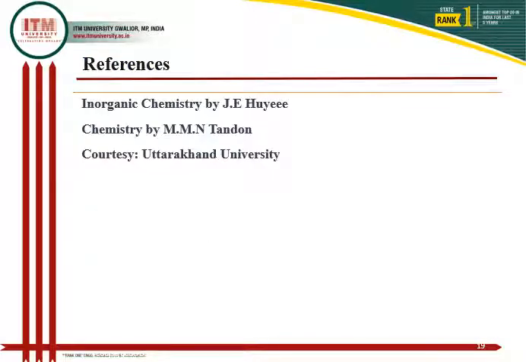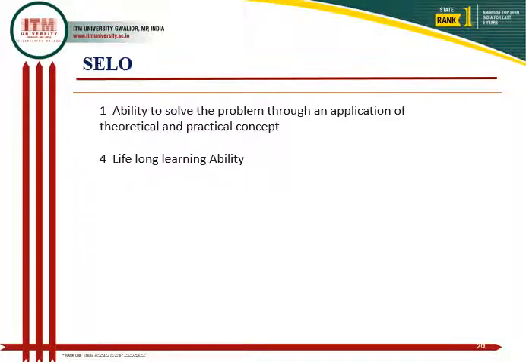These are the references for the topic. You can refer to the book and the references. So these are the student effective learning outcomes. The two important learning outcomes for this lecture are the ability to solve problems through an application of theoretical and practical concepts, and lifelong learning ability.